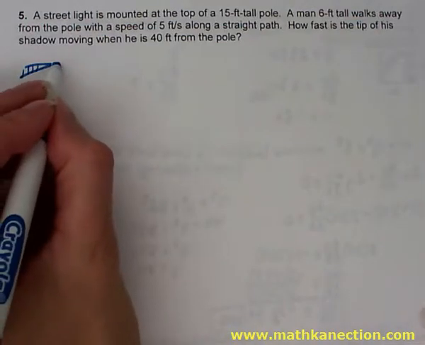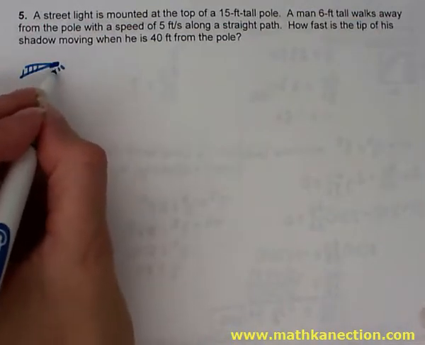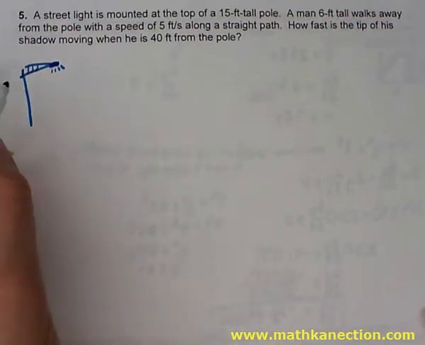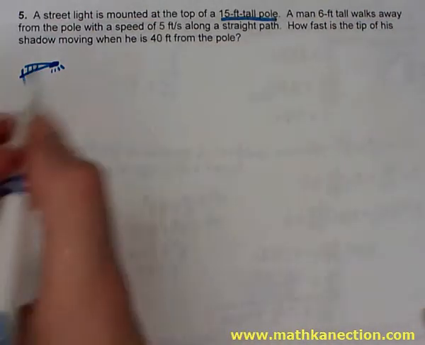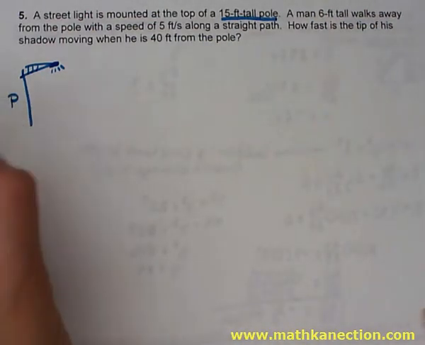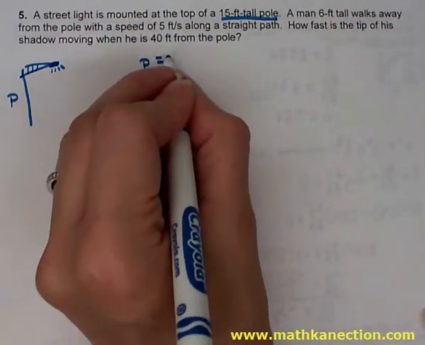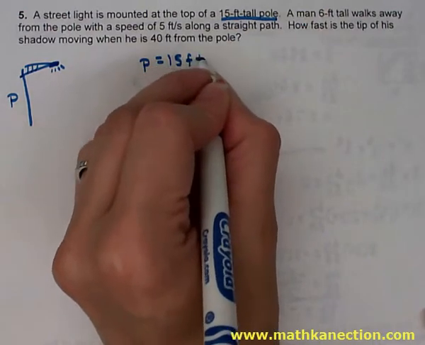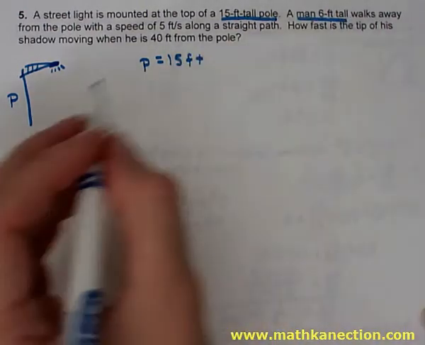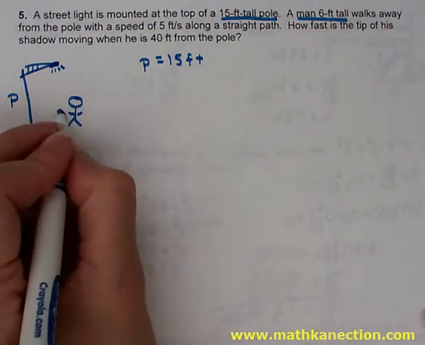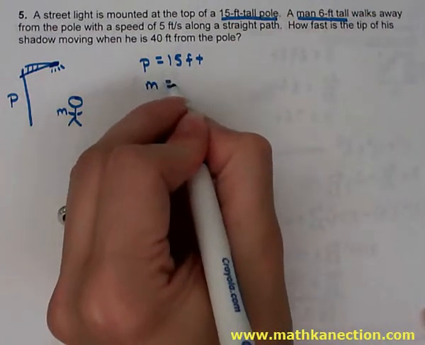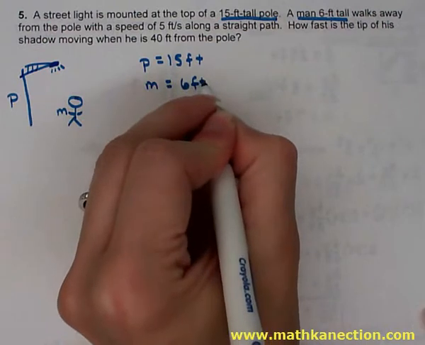We have a street light that is mounted to the top of a 15-foot pole, so we're drawing a street light mounted on top of a pole, identifying the pole to just be called the letter P. So we have a 15-foot tall pole as given information, so P is equal to 15 feet. We also have a man who is 6 feet tall who's walking away from the pole, so drawing in a picture of a man, labeling that man as M, so M is equal to 6 feet tall.